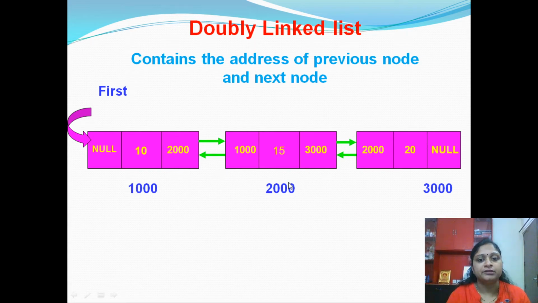The same thing happens here. Consider node 2. Node 2's previous part contains the address of the first node and its next part contains the address of the next node. What about the last node? The last node's previous part contains the address of the second node, but the last node's next part contains a null value. Why null? Because we don't have any other node after this. So in a doubly linked list, the first node's previous part and the last node's next part hold the null value.